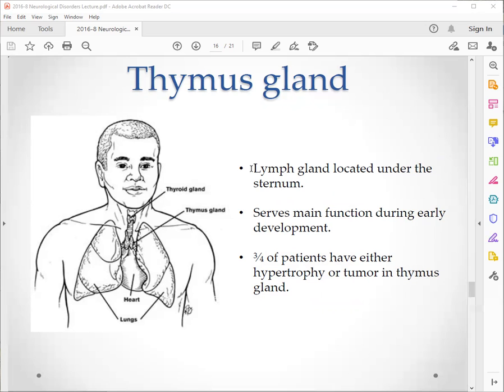Now, it appears that the thymus gland may be involved in myasthenia gravis. The thymus gland is a lymph gland located under the sternum. It serves a main function during early development, and 3/4 of patients with myasthenia gravis have hypertrophy or tumor in the thymus gland. So there seems to be a very large association between thymus-related hypertrophies and development of myasthenia gravis.